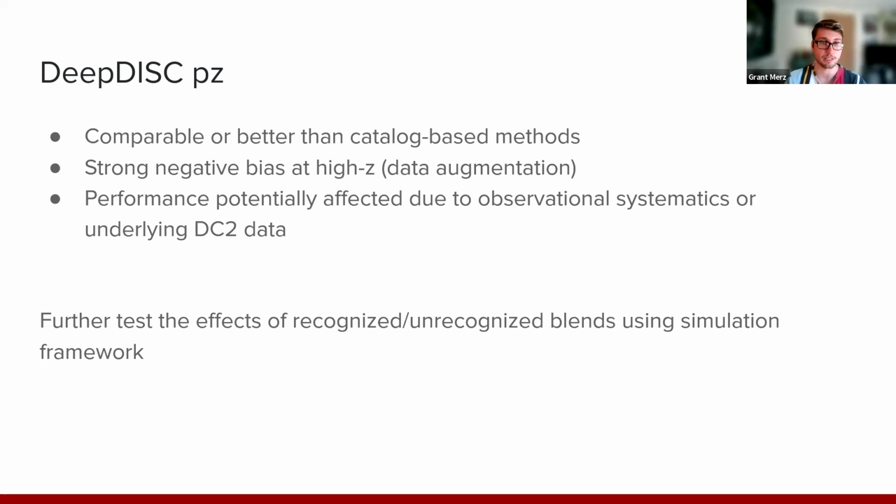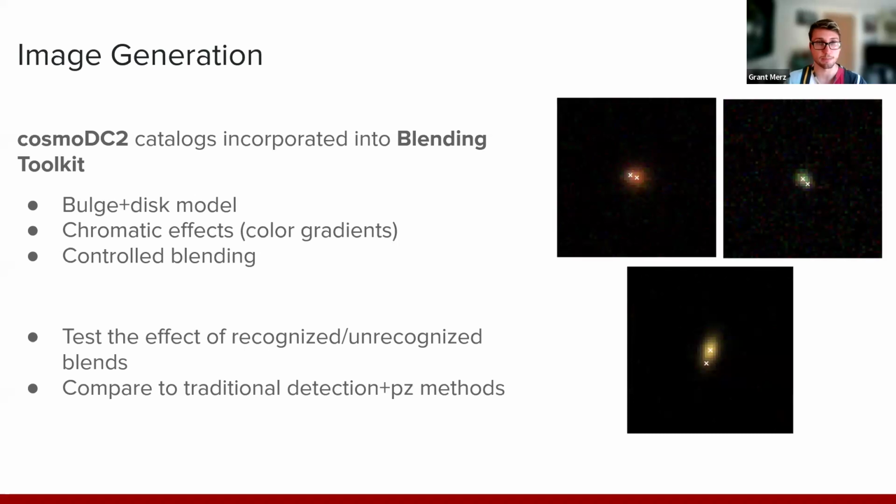And we plan to further test the effects of blending, so recognized and unrecognized blends, using a simulation framework that we also developed as part of the incubator that basically includes the Cosmo DC2 catalogs into the blending toolkit. So the blending toolkit is a framework based off of GalSim that will simulate images, and you're basically able to control the level of blending. And so by adding Cosmo DC2 catalogs, with these bulge and disk model images, we can also incorporate chromatic effects that weren't previously present in some blending toolkit and other blending toolkit catalogs.